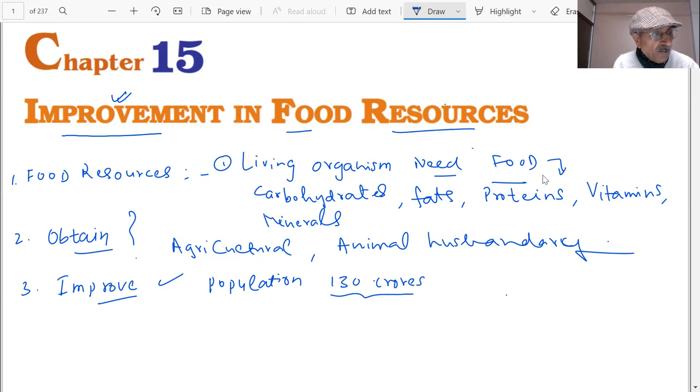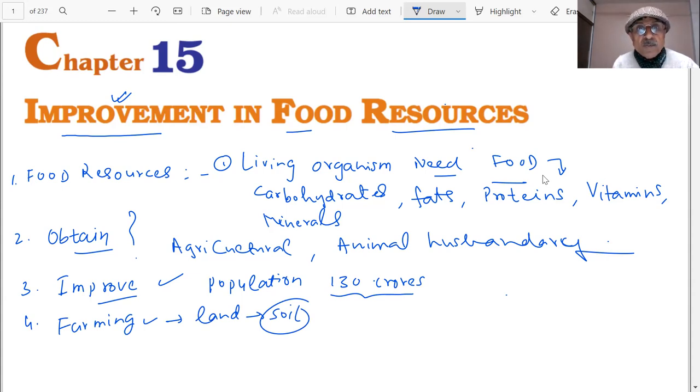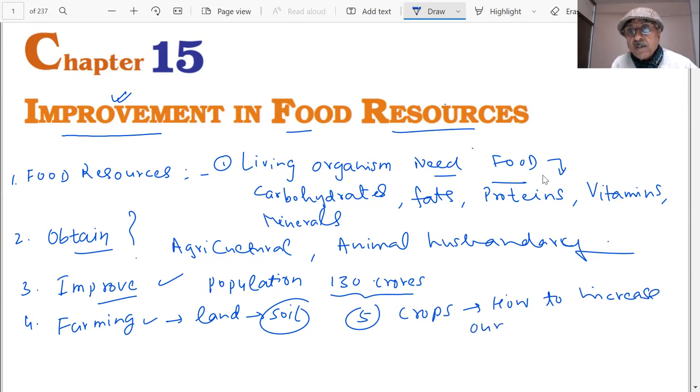Now, basically, you have farmers or farming. So farming is able to produce how much? Farming is done on the land, the soil which we read about, and how much cultivable soil you have. Now the question is, there is a need to grow the food resources because of the increase in population. So how do we increase our production? Whatever crops we are having, students, how to increase our production? If our production is less, how will we fulfill the demand of 130 crore people? Tell me, it will be very difficult.